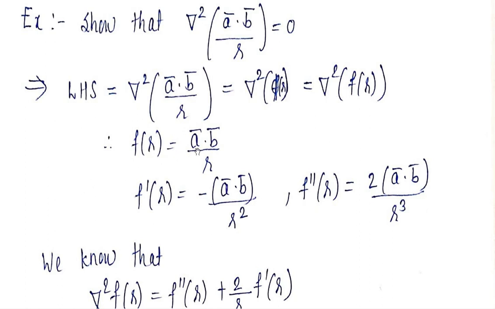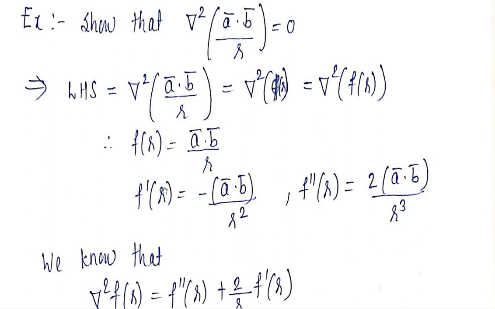Now f of R is equal to A dot B divided by R. So we can find out its f dash of R. F dash of R means A dot B is constant, and the derivative of 1 by R with respect to R is minus 1 upon R square. And f double dash of R means the derivative of minus 1 by R square is 2 by R cube, and A dot B remains as it is.